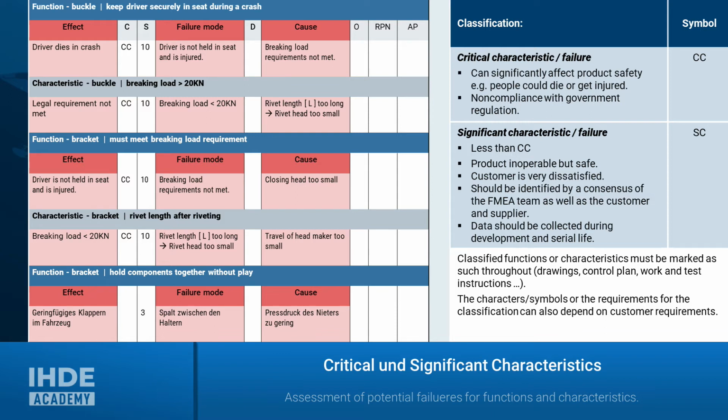SC characteristics should be identified by a consensus of the FMEA team as well as the customer and supplier. Classified functions or characteristics must be identified as such throughout drawings, the control plan, the work and test instructions, and the like.